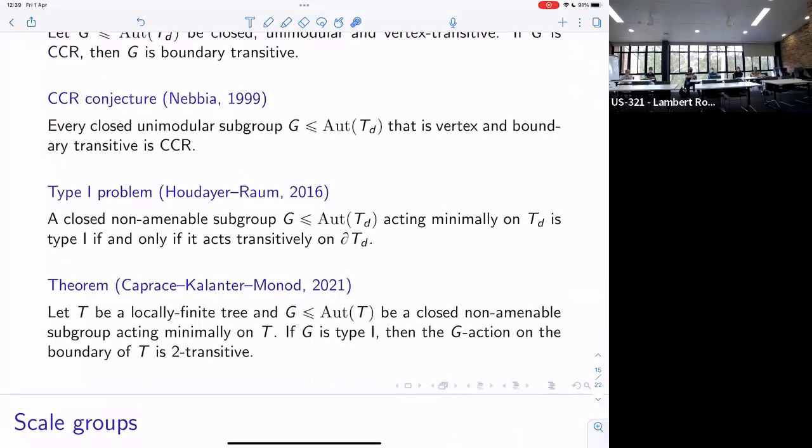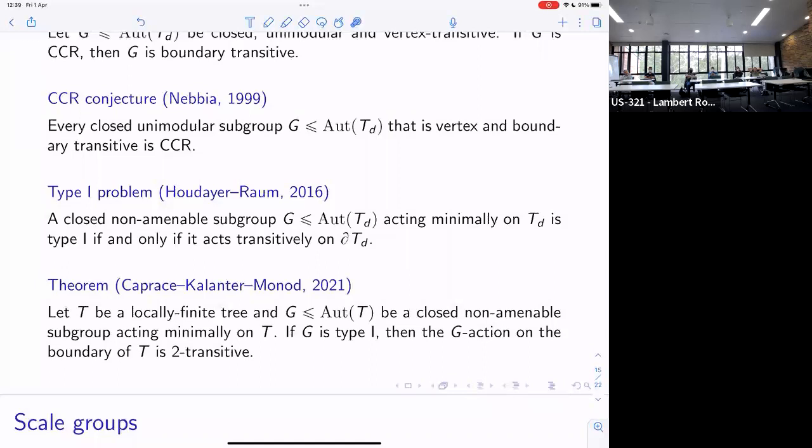In more recent work, in a paper by Lydia and Rao, it was posed as a problem, although it was posed a bit more specifically than this, and I'm summarizing it here for brevity: for closed non-amenable groups of automorphisms of a regular tree that act minimally on the tree, meaning that the group doesn't fix any proper non-empty subtree of our tree, the group being type 1 is equivalent to it acting transitively on the boundary of our tree.